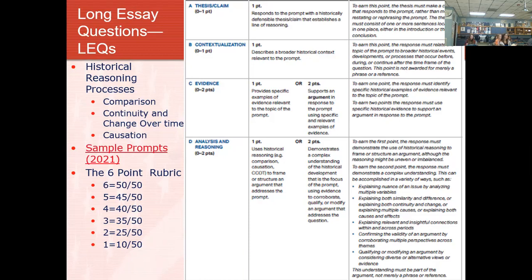What's wrong with it? Can you guys read that part? No. All right, I'll read it. Respond to the prompt with a historically defensible thesis claim that establishes a line of reasoning. What is that not doing? It's not a good line of reasoning. Now, to a great extent, slavery was the most significant cause of the Civil War because slavery divided the nation, and Southerners felt that many of the northern states were against the extension of slavery. Is that a line of reasoning? That word because. Okay.